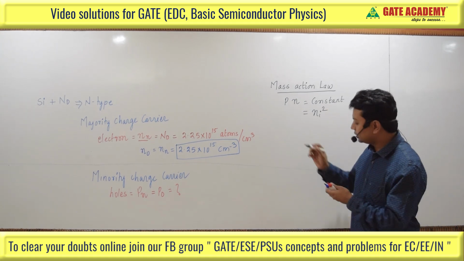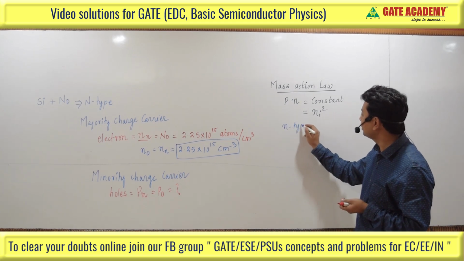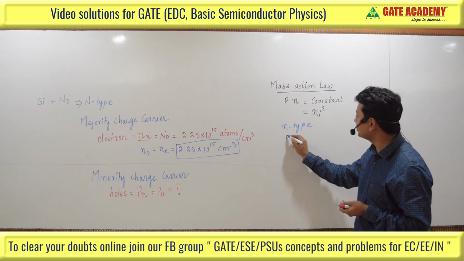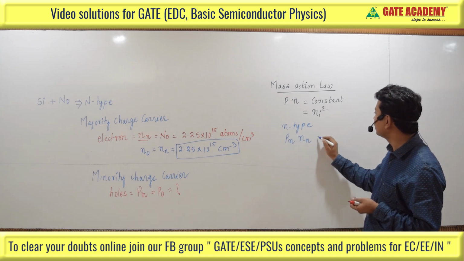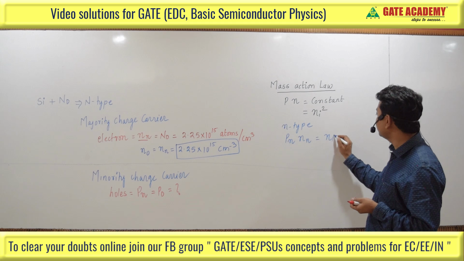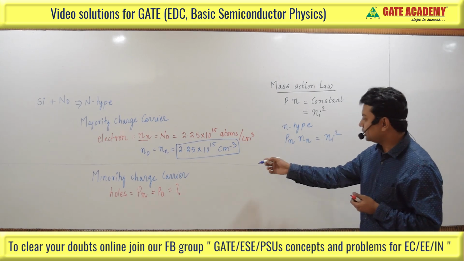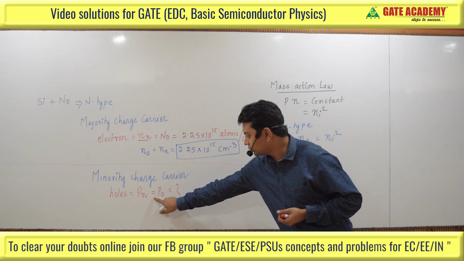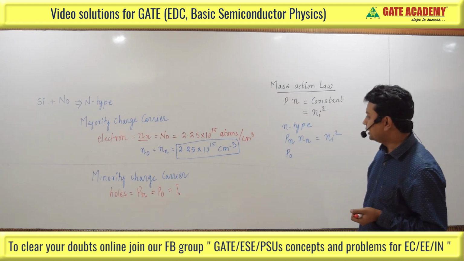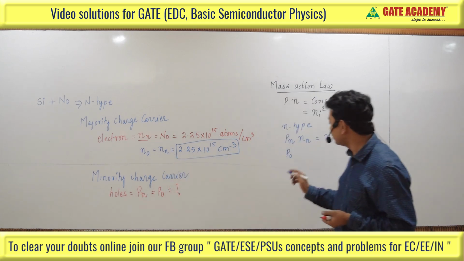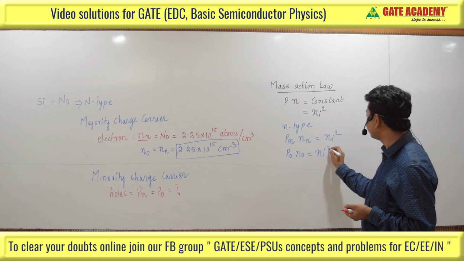Since it is an n-type semiconductor, we can write that P in an n-type semiconductor times N in an n-type semiconductor is equal to Ni square. In our question, P in the n-type semiconductor is represented by P naught, and N in the n-type semiconductor is represented by N naught, and this is equal to Ni square.